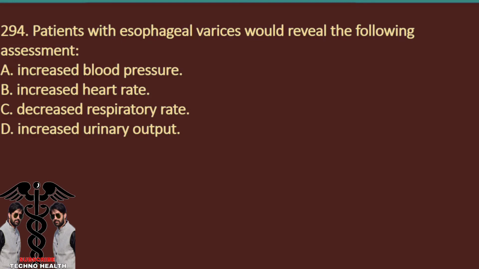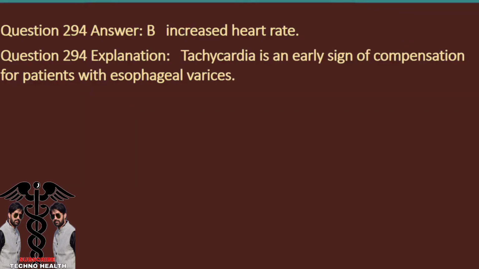Question 294. Patients with esophageal varices would reveal the following assessment: A. Increased blood pressure. B. Increased heart rate. C. Decreased respiratory rate. D. Increased urinary output. Answer: B. Increased heart rate. Explanation: tachycardia is an early sign of compensation for patients with esophageal varices.